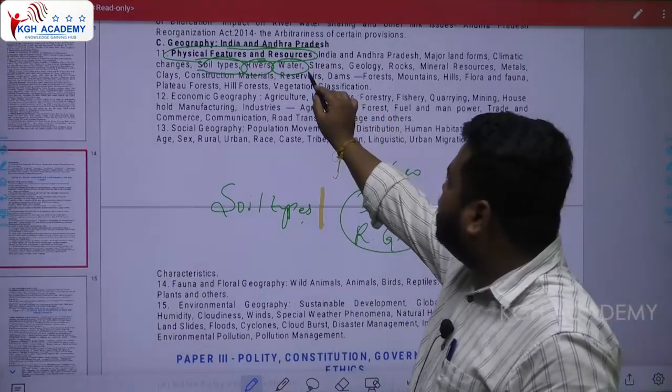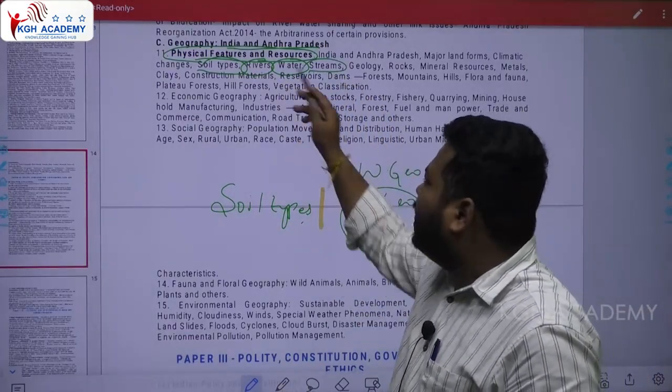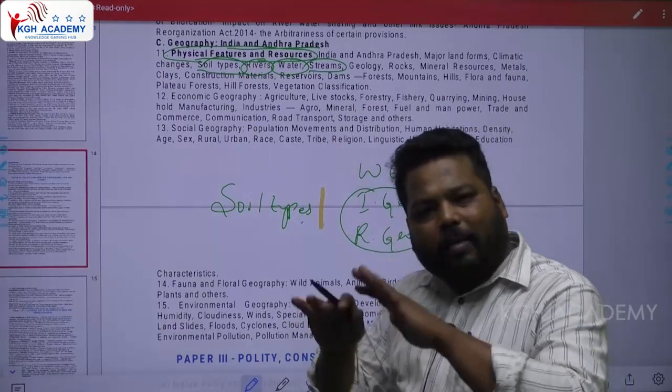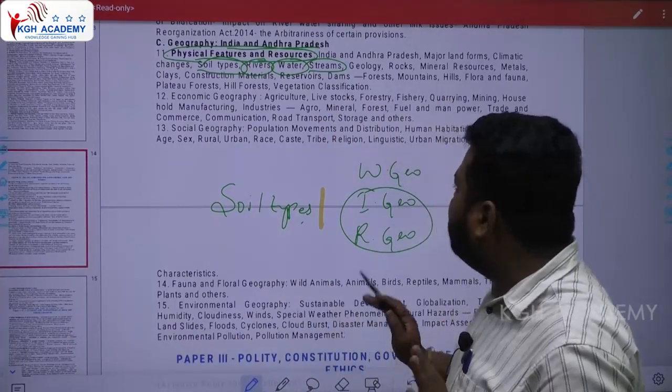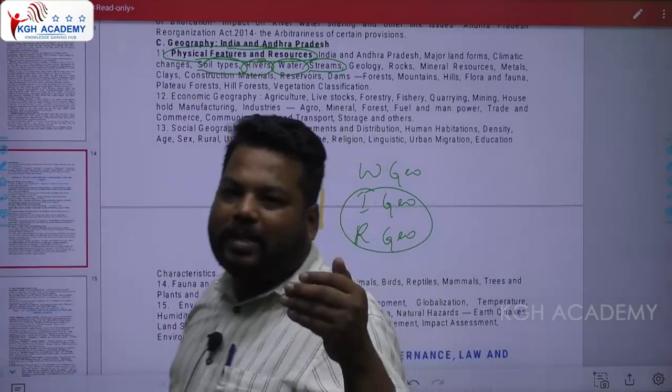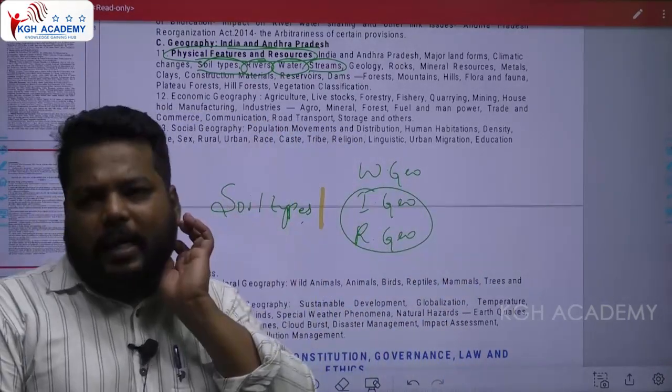And apart from that, the next keyword is streams. Rivers, water, streams, everything comes under one particular statement itself. No need to go beyond. Clear? Because these are nothing but extensions of keywords.